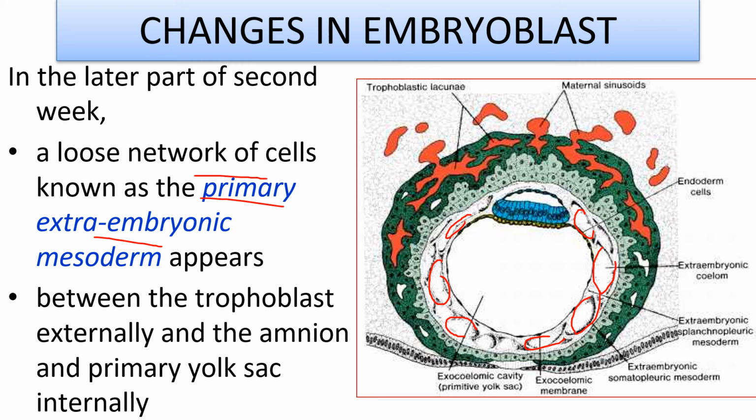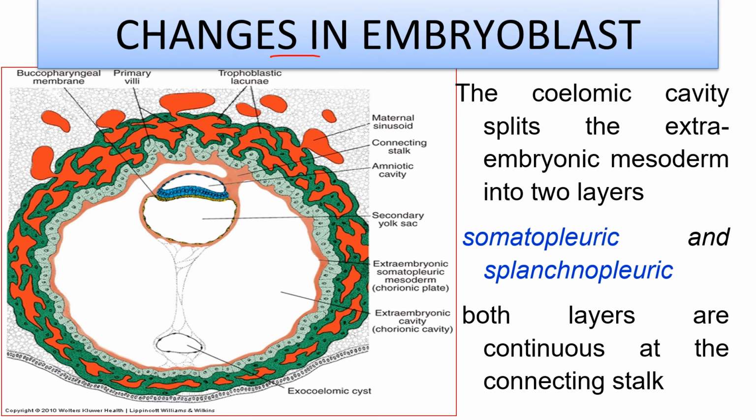Now they will fuse together to form the extraembryonic coelom or coelomic cavity. So now the coelomic cavity has formed. So this is the coelomic cavity. It splits the extraembryonic mesoderm into two layers, somatopleuric and splanchnopleuric.